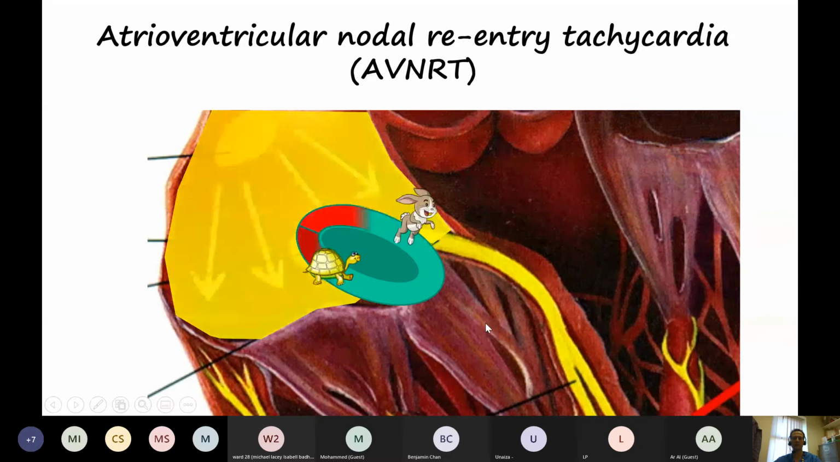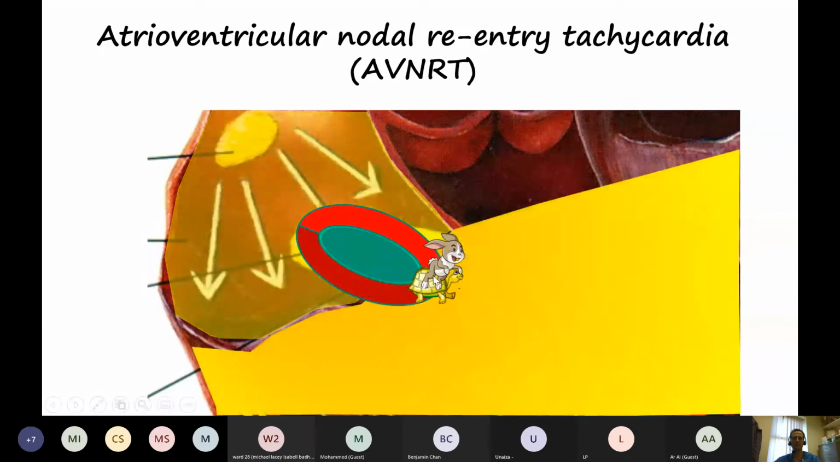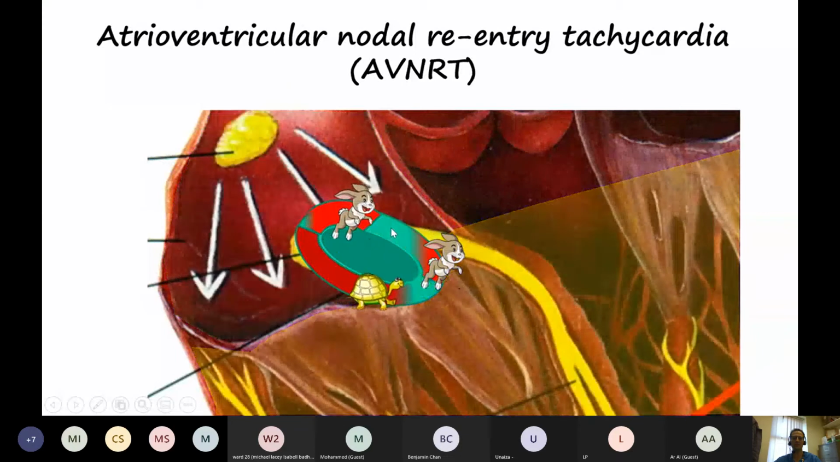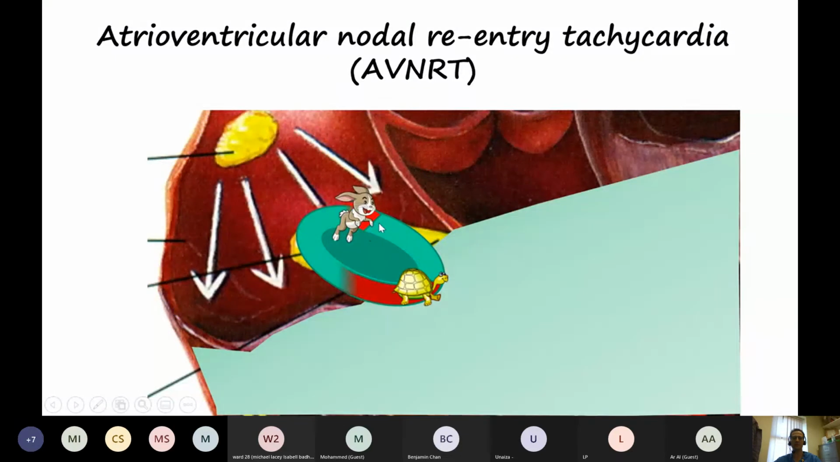If you look at that again, so the normal happens and the hare gets there first, but the premature one arrives and the hare gets blocked by its own pathway not being ready to go. It needs to sit down and have a rest. And our tortoise gets to go all the way around and stimulate the ventricle. Now, it doesn't stop there, because by the time it gets to the ventricle, the fast pathway is ready to go again.